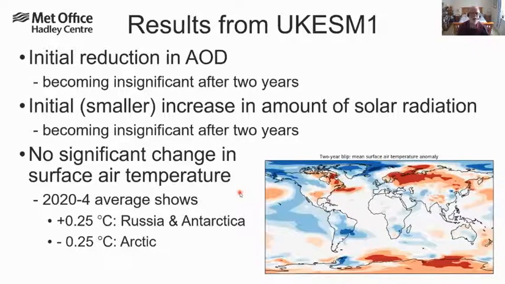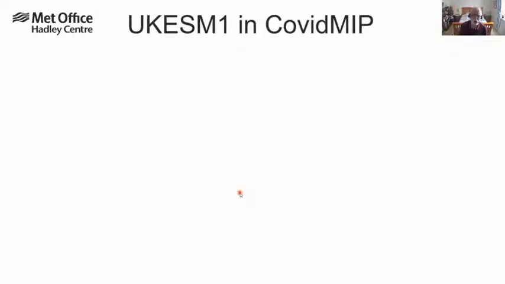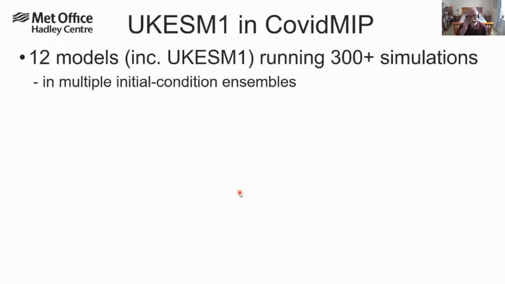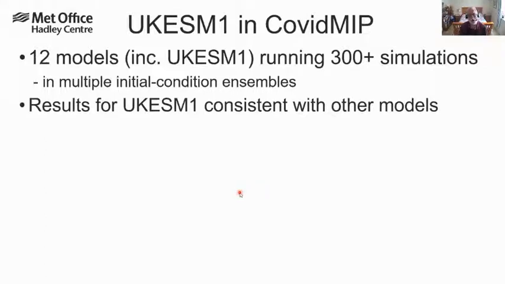So those are the results that we got, or a selection of the results we got by doing these experiments using UKSM1. But it would be good to see what would happen in a multi-model ensemble, and that's what we did when we took part in an experiment called COVID-MIP. So what we had there were 12 models, including UKSM1, running of the order of 300 simulations. There's quite a large MIP, multiple initial condition ensembles in the way in which I just showed you for UKSM1. And the headline result there is what we found for UKSM1 is consistent with other models. So let me show you what I mean by that.